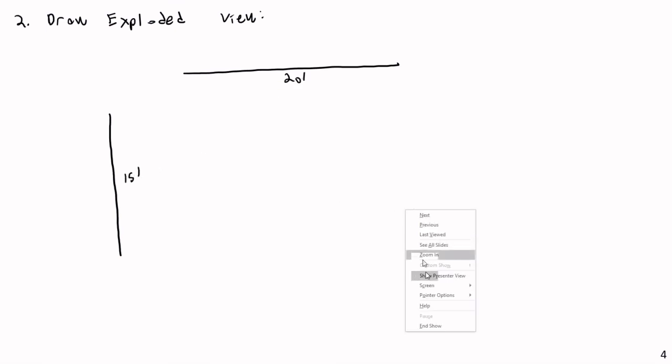So I'm going to have column AB here and column BC, or sorry, beam BC. This is 20 feet long and this is 15 feet long. And then the reactions here. I'm just going to go ahead and put them in the directions that I know they are now.